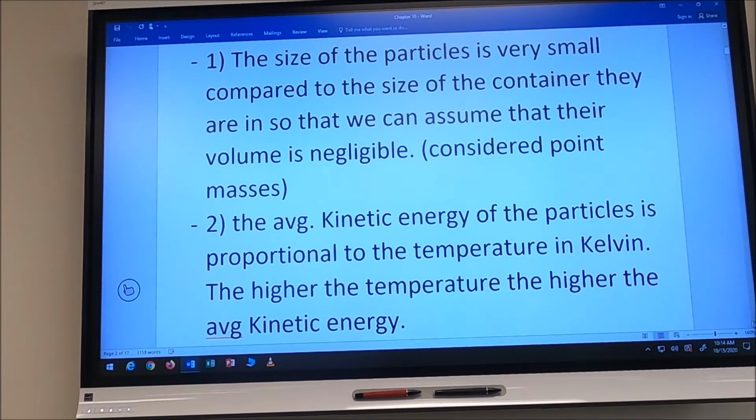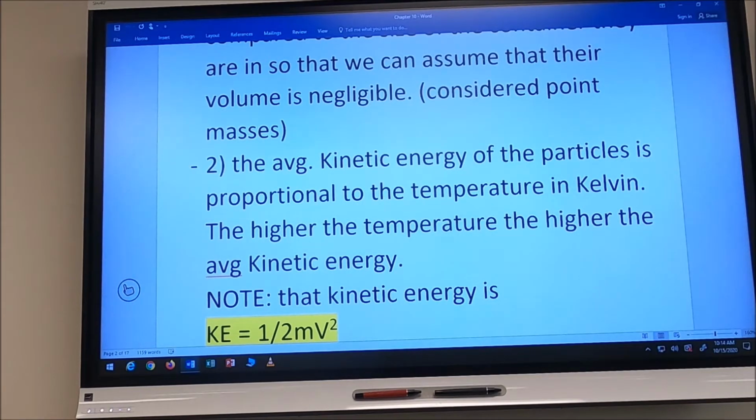The kinetic energy of the particles is proportional to the temperature in Kelvin. The higher the temperature, the higher the average kinetic energy. So, kinetic energy is related to temperature, or you can say that temperature is an indication of the kinetic energy of the particles on the atomic level. So how much energy do they have? How much motion do they have?